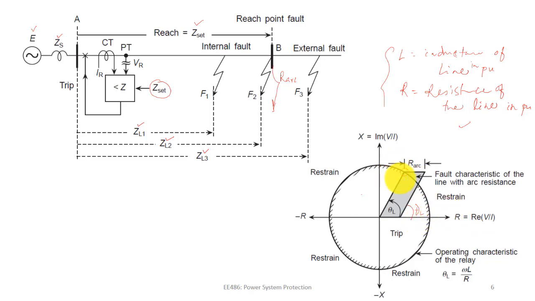So your fault characteristic will change because R arc, the resistance due to the arcing, will be added to the impedance. The other thing will remain the same: the operating characteristic will remain the same because it is based on Z set.